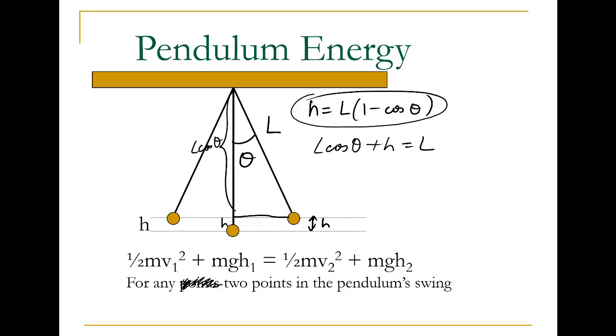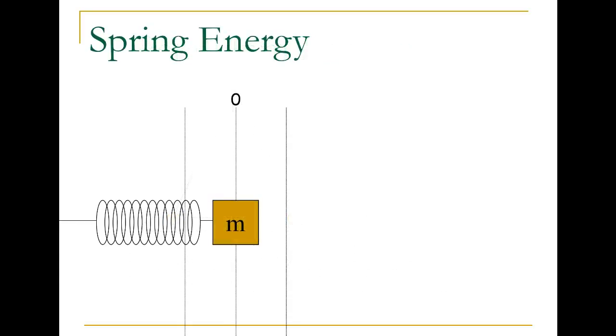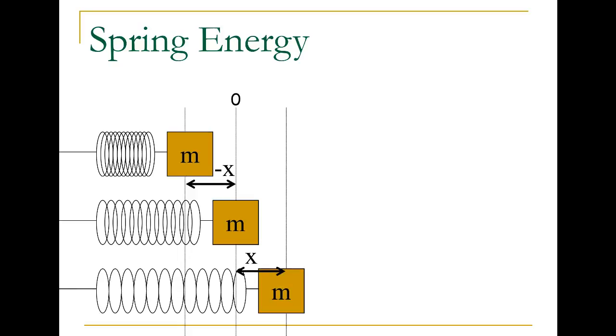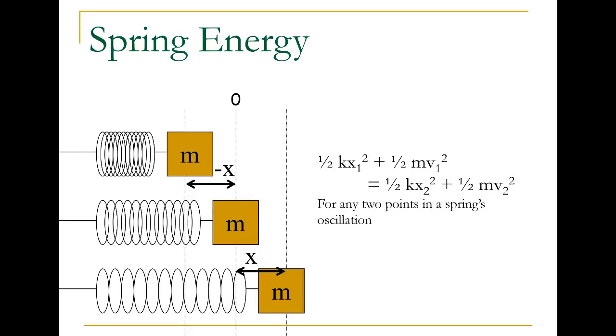Okay, now what about springs? Well, springs start at an equilibrium point of 0, and as they compress, they get a displacement, and as they extend, they get a displacement in the positive direction. And so therefore, potential at one point plus kinetic at one point is equal to potential at another plus kinetic at another. So it doesn't really matter which 2 points we pick. And we'll analyze the mass on a spring a lot more when we get to chapter 14.